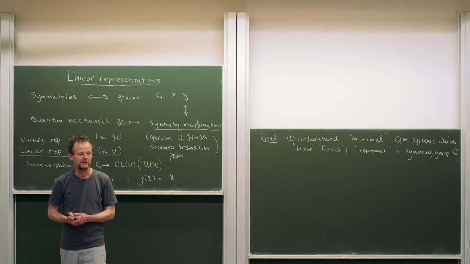rho of s to send the basis vector e_t to the basis vector e_st. I always get the order wrong with these things. Let me have a look. Yeah, that's correct. So we'll argue in a second that it does exactly this. And in particular, rho s on the basis vector corresponding to the identity becomes e_s. So actually, this representation is completely determined by how rho of s acts on this one vector, because it goes through all the group here.